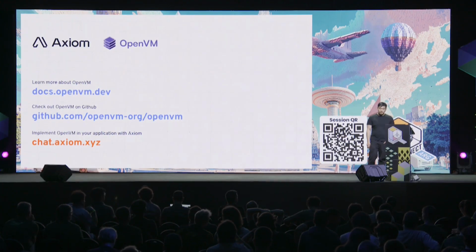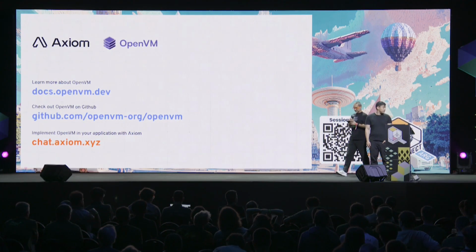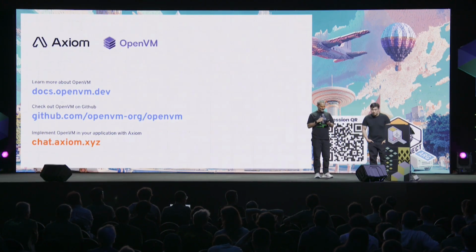Thanks so much, Yi. We've got one question here. What is the most exotic and interesting ISA you see people looking to implement in OpenVM's framework?